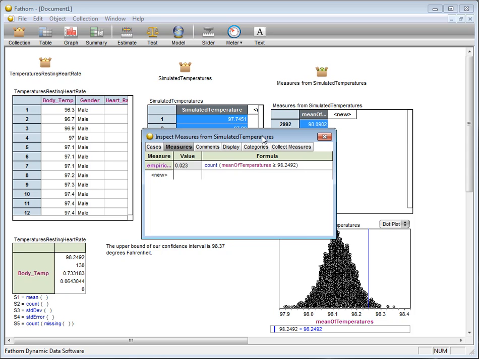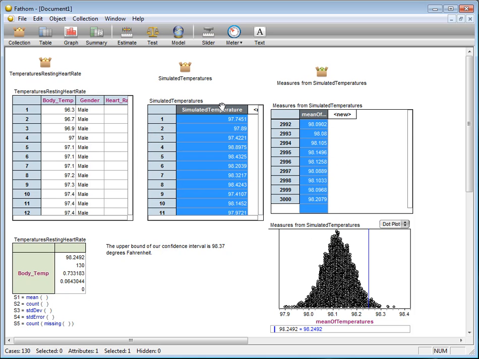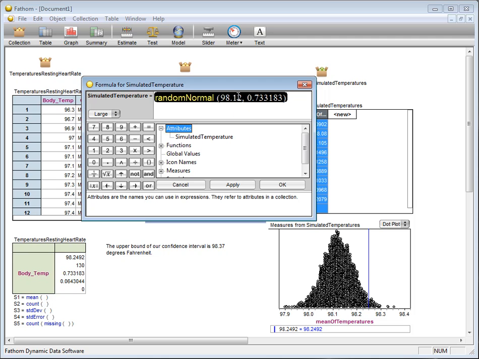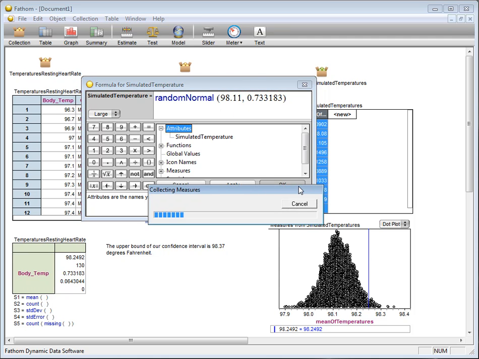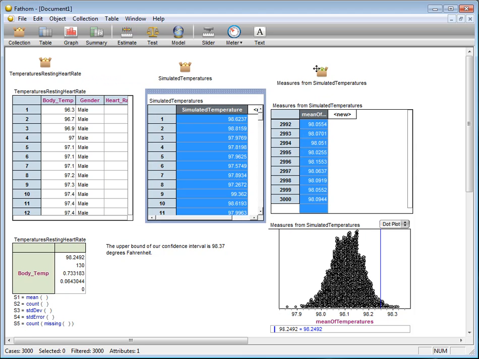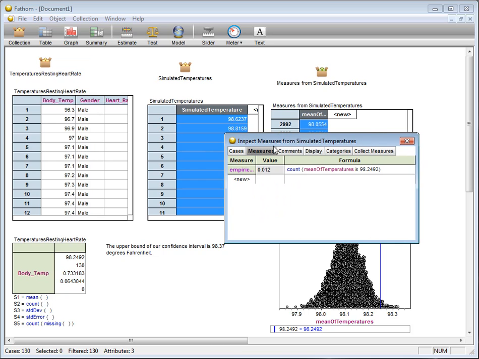That means it's probably the case that 98.11 degrees is not a plausible true mean body temperature, but let's just check that out real quick to be certain about that. If I change this to 98.11, rerun the entire simulation, check out the empirical p-value, it's 0.012, double that, it's less than 0.05. We will reject the null hypothesis that the true mean body temperature is 98.11 degrees.